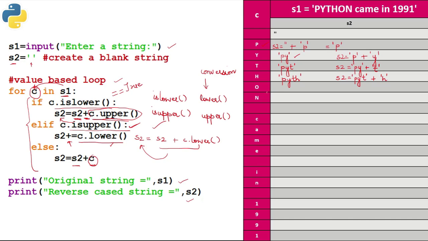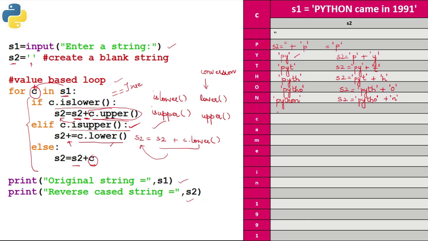Fine. Then capital O, again isupper will become true. So what is my S2 at present? My S2 at present is pyth, and I'm going to add to it c.lower(), that is small o, and my string will now become pytho. Fine, pytho all in small case. Now capital N, again isupper will be true. So what is my S2 at present? My S2 at present is pytho, and I'm going to concatenate it, S2 is equal to S2 plus c.lower(), so lowercase of n, and now my S2 will become python.